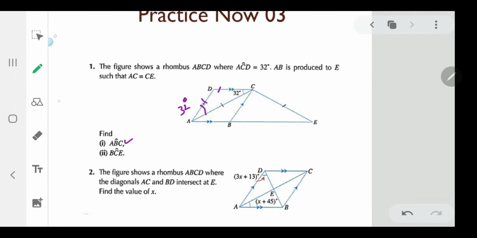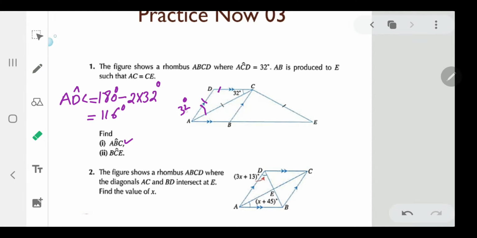So we can find the angle ADC, which is equal to 180 degrees minus 2 times 32 degrees. So the answer is 180 minus 2 times 32. The answer is 116 degrees. So this angle ADC is equal to 116 degrees, right?